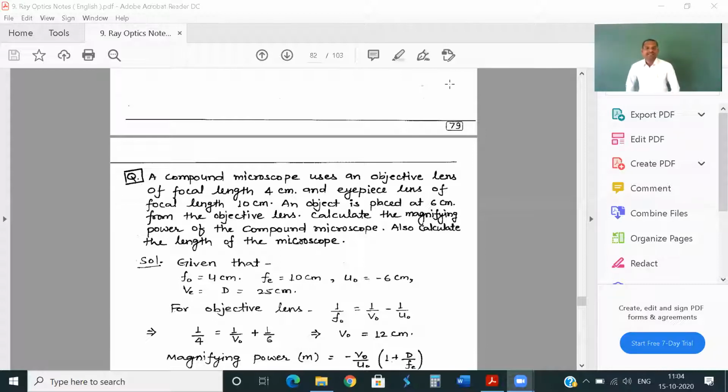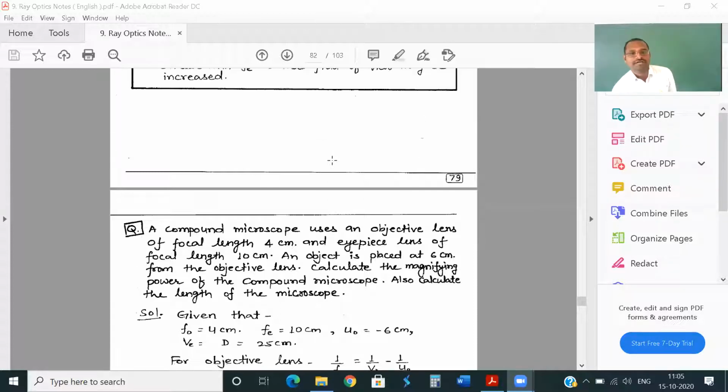Yes, sir. So there is a question. A compound microscope uses an objective lens of focal length 4 centimeter and eyepiece of focal length 10 centimeter. Object is placed at 6 centimeter from the objective lens. Calculate the magnifying power of the compound microscope. Also calculate the length of the microscope. Okay, I am going to calculate.